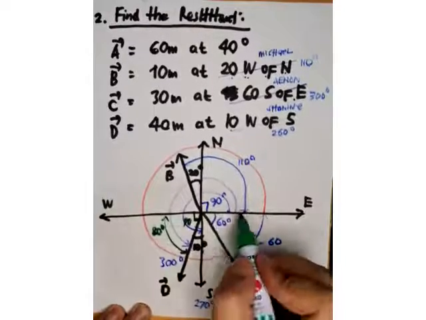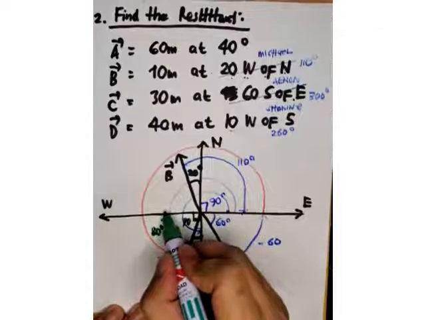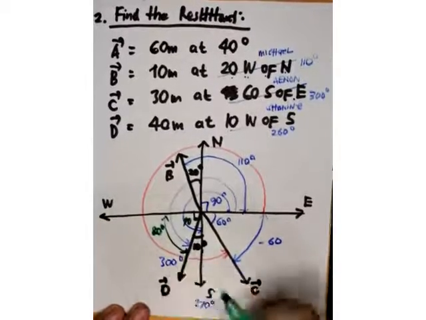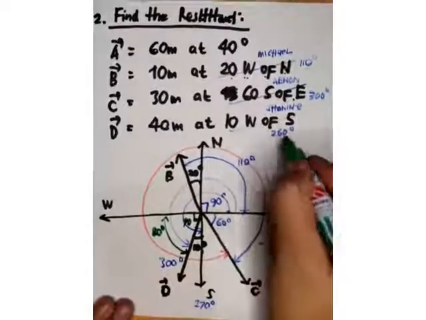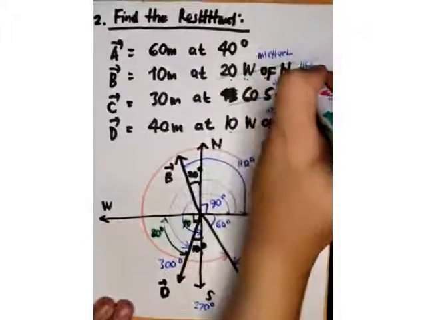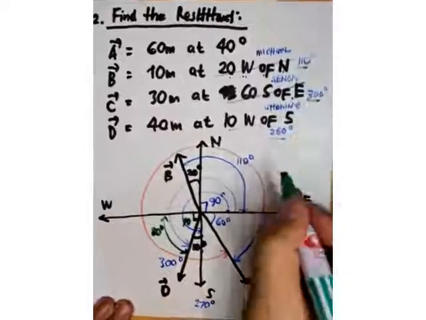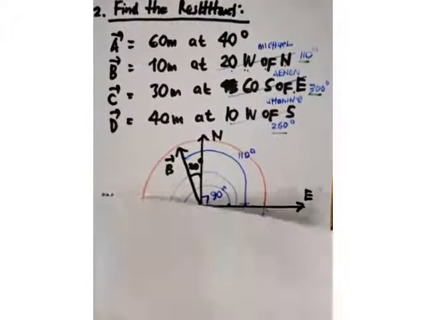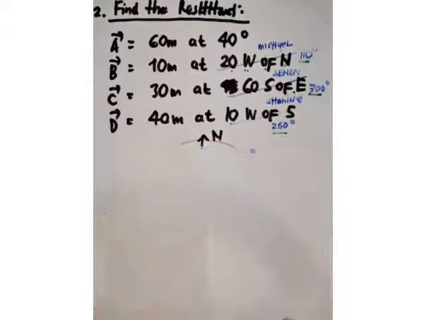Tama? Mula dito hanggang dito, 180. Mag-add ka ng 80. Kaya 260. So, the answer is, tama, 260. So, we have these angles, 110, 300, and 260. Okay? Ayan. Pag nagawa na natin yan, nakuha nyo na yan, madali na lang.